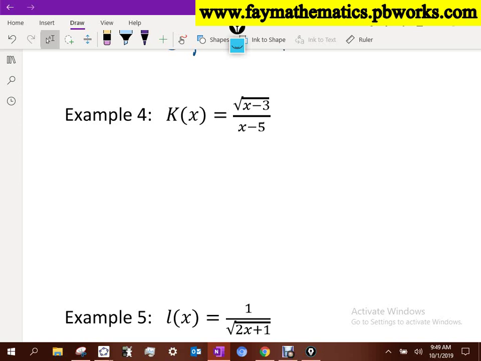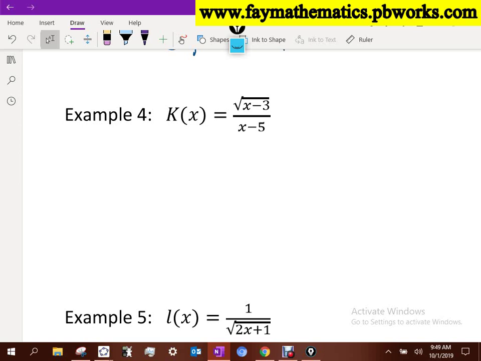Okay? So for instance, does 5 work in the numerator? 5 minus 3 works, right? I can take the square root of 2. Does 5 work in the denominator? No. It has to work in both. So 5 would be a number that we get rid of. Okay? Think about negative 1. Does negative 1 work in the denominator? Yeah, I get negative 6 back, right? That's not 0, so it's okay.